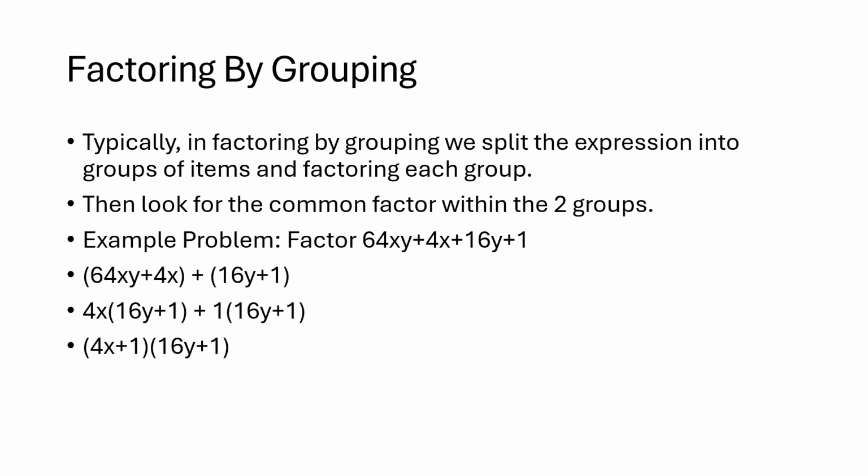For multivariable polynomials, one of the most useful methods is factoring by grouping. Typically, in factoring by grouping, we split the expression into groups of terms and then factor each group. Then we look for the similarities between each group to factor the whole thing.